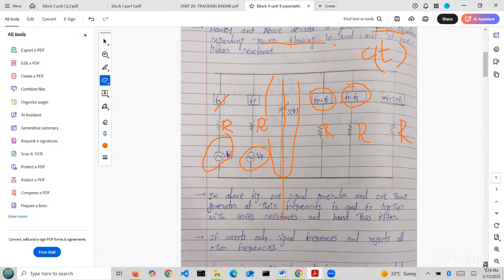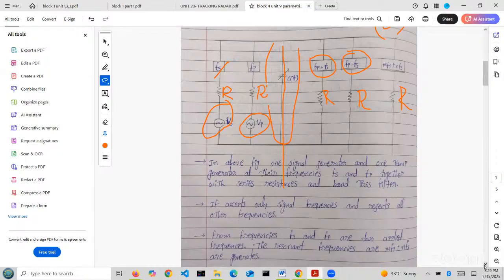Description we will see. In the above figure, one of the signal generators is Vs. Another generator is the pump generator. What is P here? Pump. What are the frequencies we have? One of the frequencies is Fs, another frequency is Fp, with two resistors, and this is connected to the non-linear reactance. Here CT is treated as a non-linear reactance. Across the output, I am getting the sum of the frequencies as well as the difference of the frequencies. It accepts only one signal frequency and rejects all other frequencies.